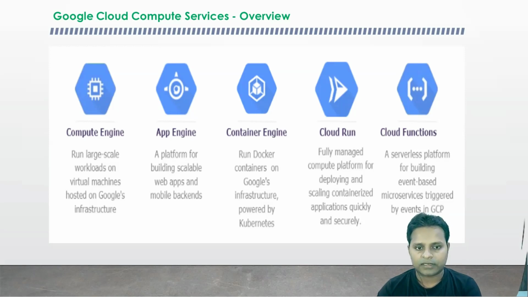And container and Cloud Run, you can combine them, like if you compare it with Docker and Kubernetes. Kubernetes, in the case of Container Engine, is Google Kubernetes Engine. GKE is what we call it. And Cloud Function is just a small piece of code that you write for certain tasks.